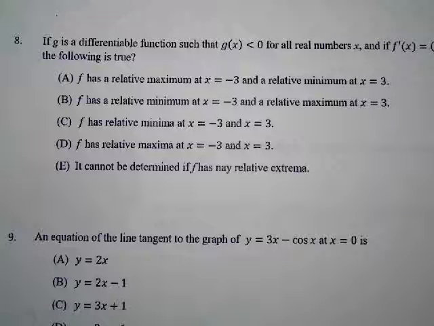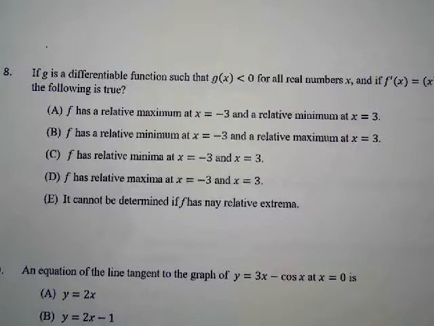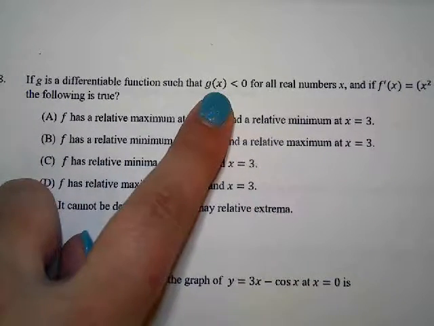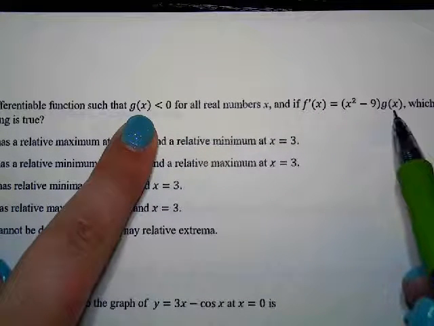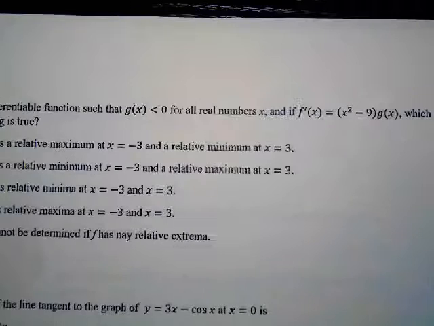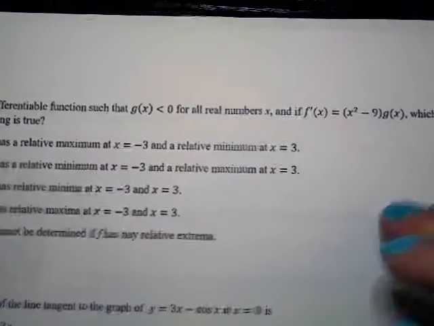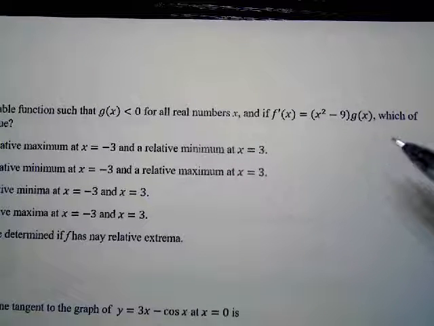Okay, we're going to look at number 8. So it says f prime of x is x squared minus 9 times g of x. G of x is less than 0 for all real numbers. So when we go through and we look for our relative maximums and minimums, what do we typically do? We find our critical numbers first, right? So we want to know where the derivative is 0.